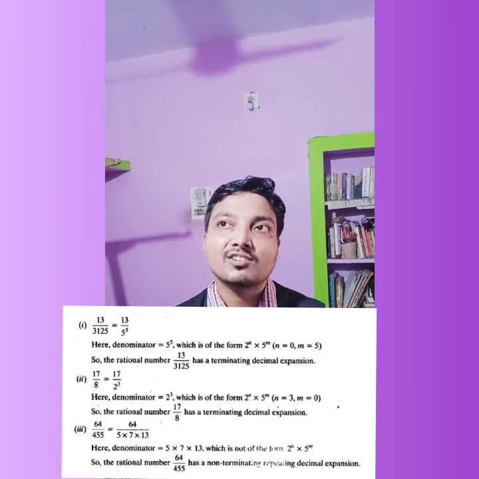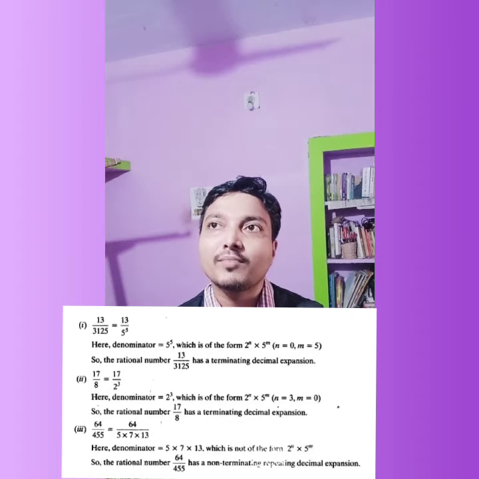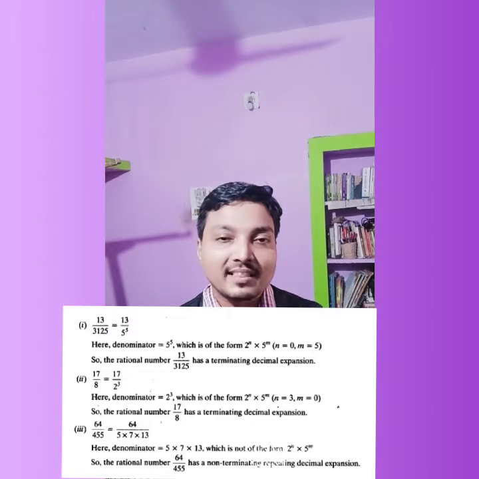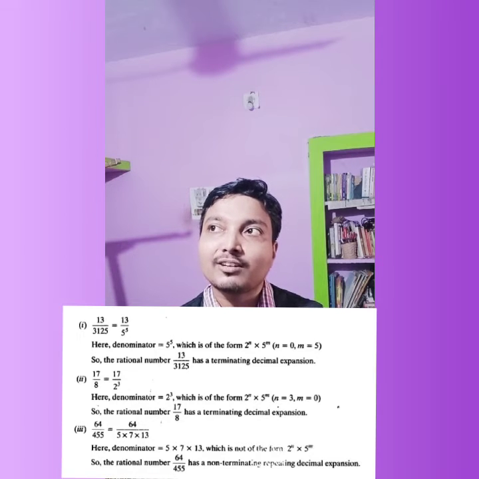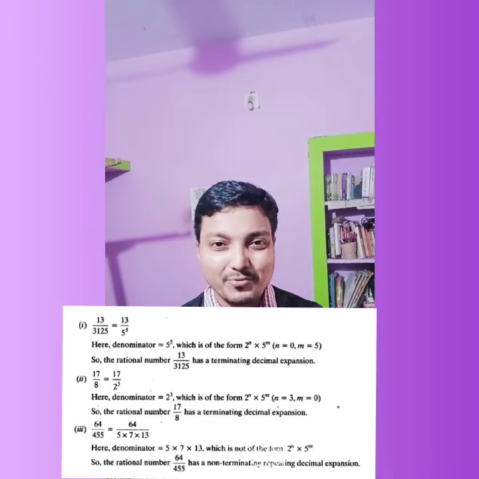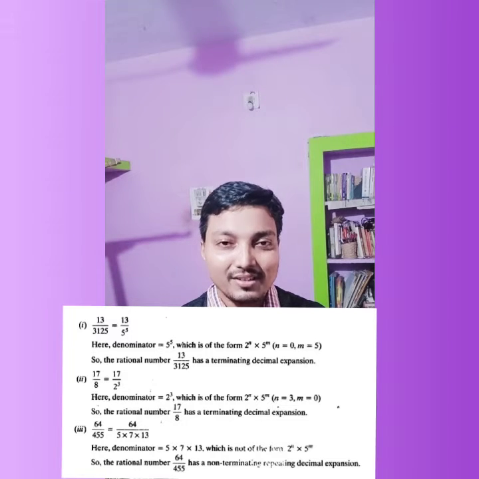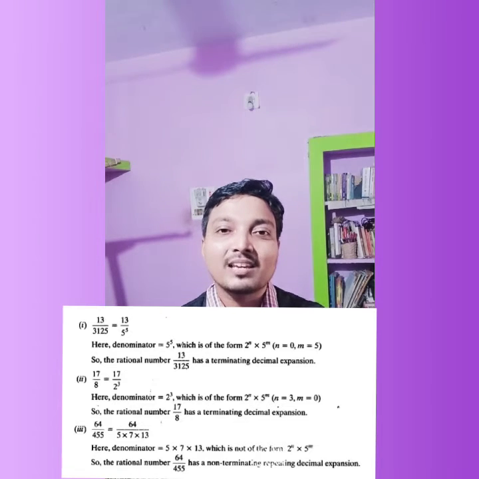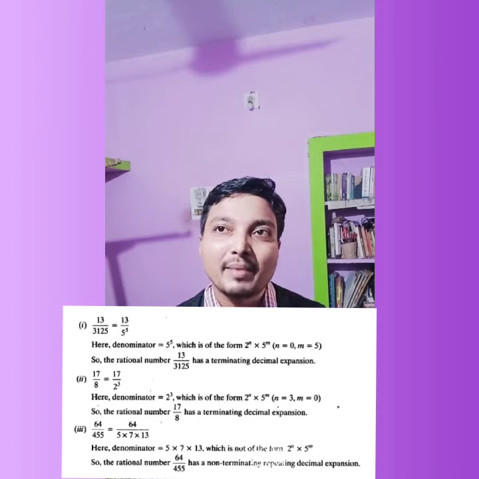Next question is 17 divided by 8. Here 8 can be factorized as 2 cube, and 17 and 8 are both co-prime numbers. 2 to the power 3 means 2 to the power 3 into 5 to the power 0, so the denominator can be expressed in the form of 2 to the power m into 5 to the power n. So a rational number whose denominator can be expressed in this form will always give us the terminating decimal. Okay, next question 65 divided by 455.